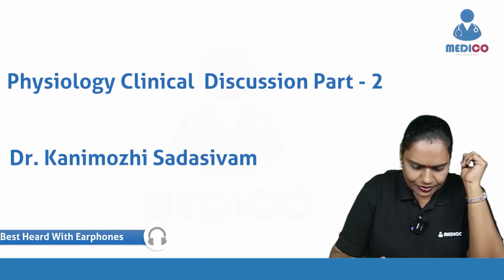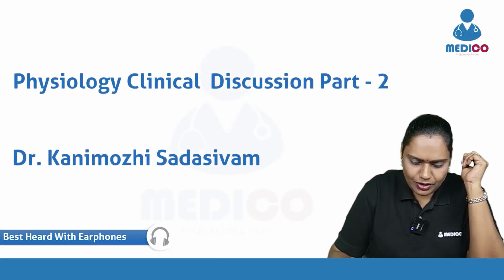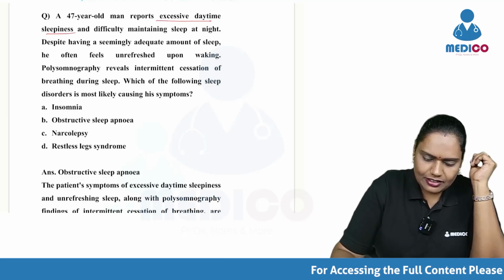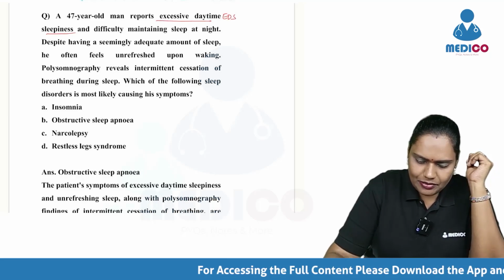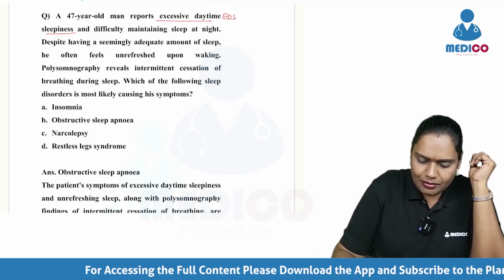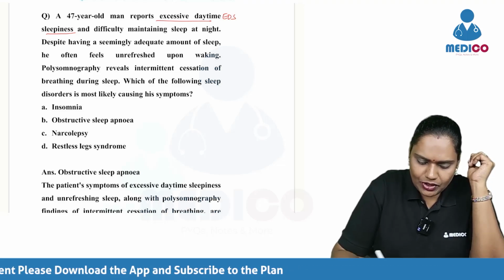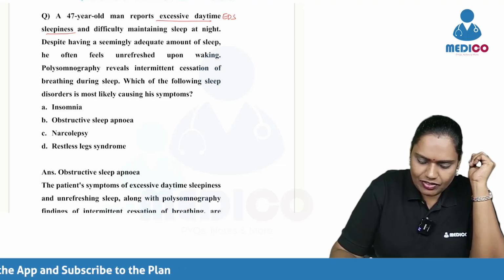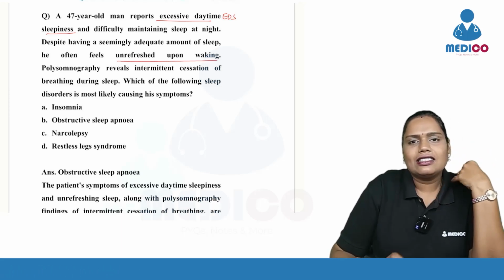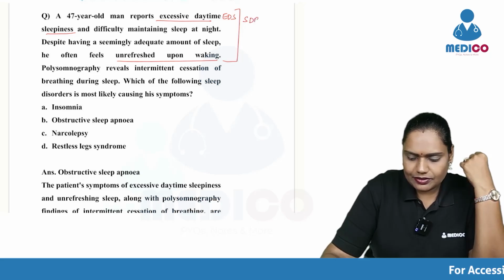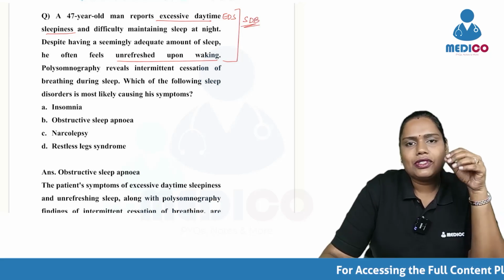Now, next question. We have a 47-year-old man who reports excessive daytime sleepiness, EDS, and difficulty maintaining sleep at night. Despite having a seemingly adequate amount of sleep, he often feels unrefreshed upon waking up. All these are classically symptoms of sleep disordered breathing, SDB.